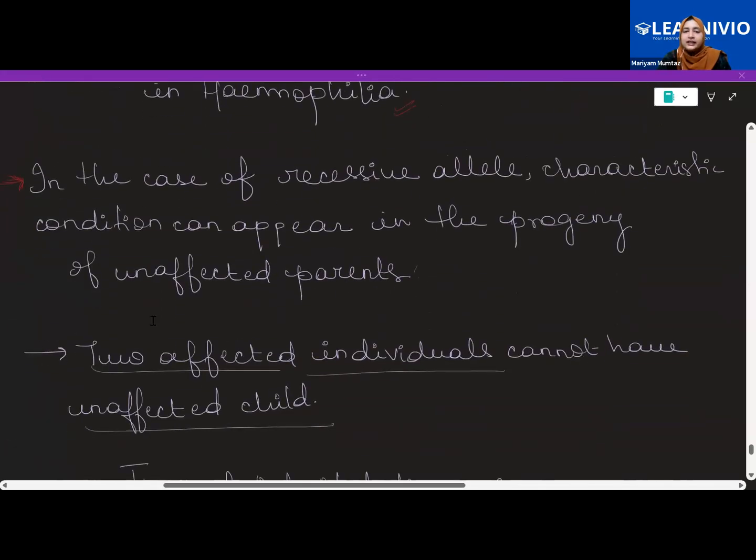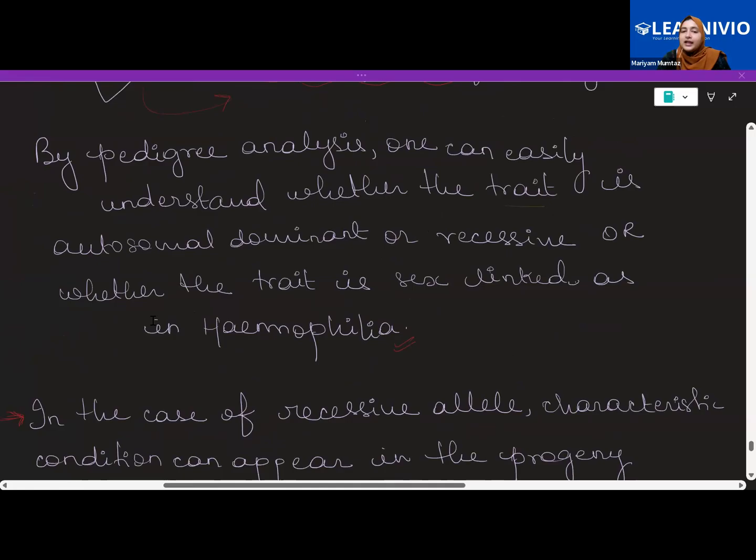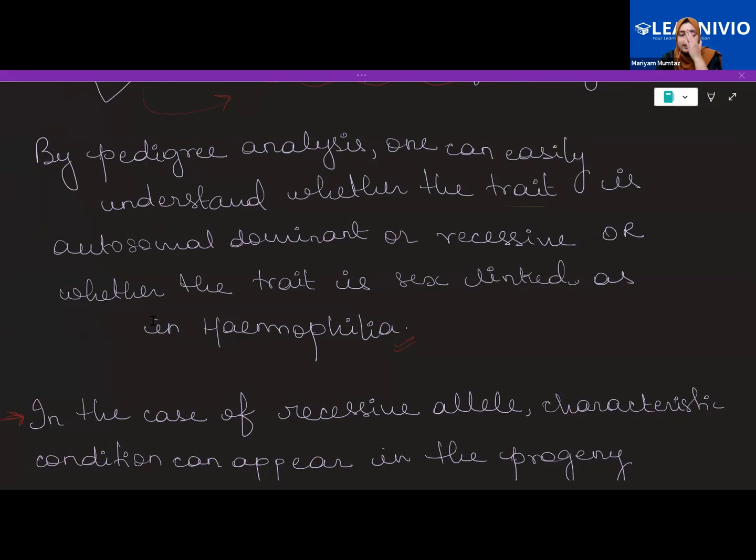Now, moving forward, you have to remember that if there are two affected parents, their offsprings would be at least carriers. They will also be affected or they could be carriers. But it's not possible that two affected people would have unaffected kids. Not possible.